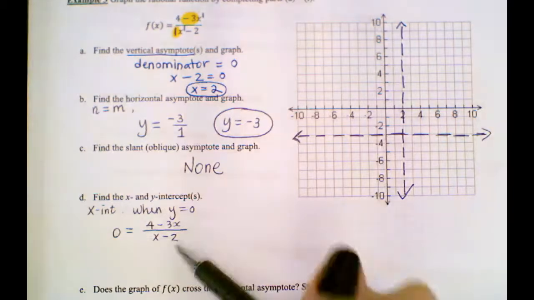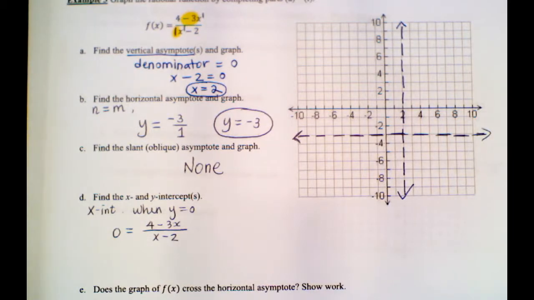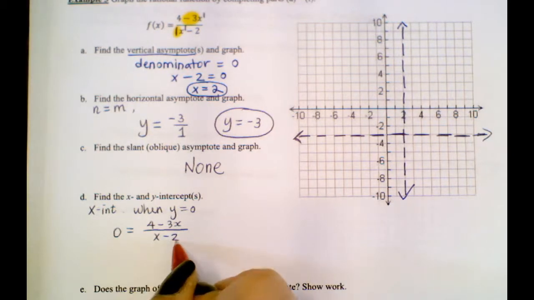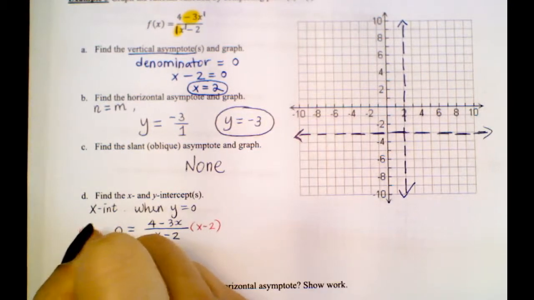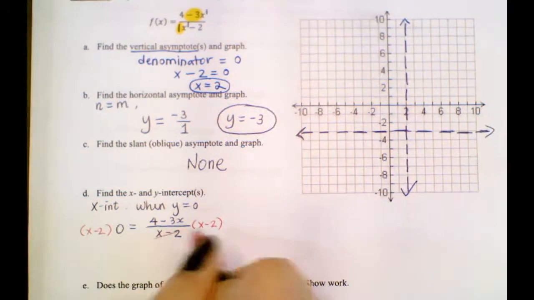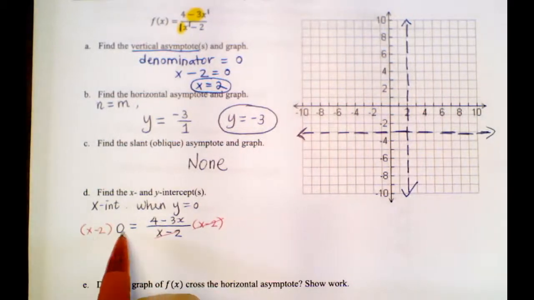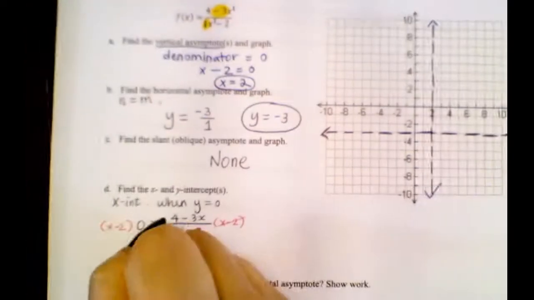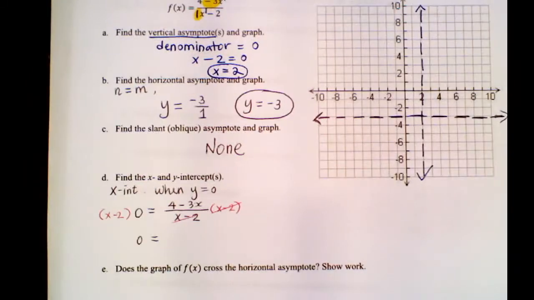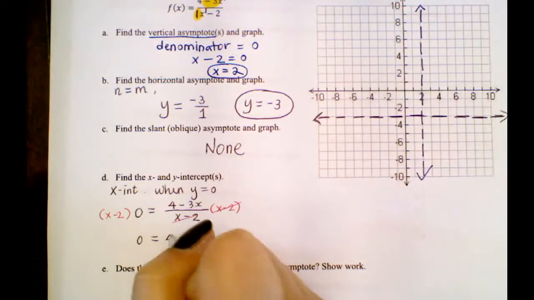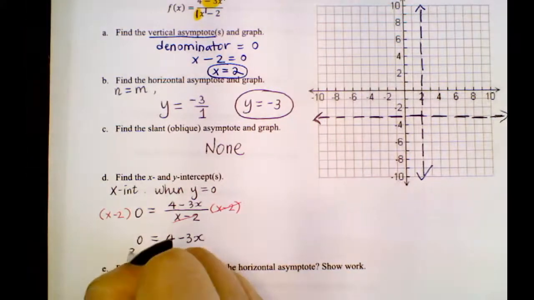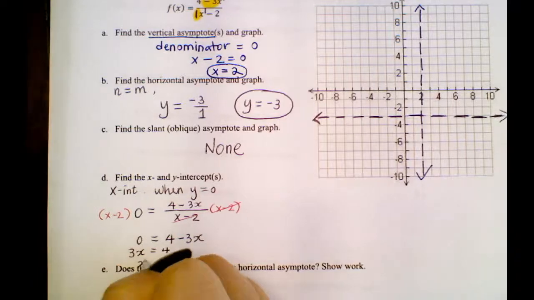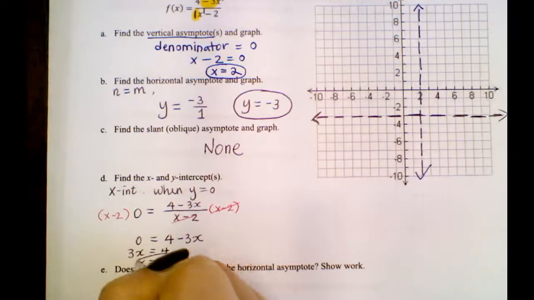Now, when is a fraction 0? A fraction is 0 when the numerator is 0, but if we ignore that and just try to solve for it, what can I do to both sides? I can multiply both sides by x minus 2, so that cancels. And x minus 2 times 0 is simply 0. So feel free to just set the numerator equal to 0 when you are solving an equation like this. So I have that. Let's solve this for x. I will have 3x equals positive 4. So x is equal to 4 over 3.